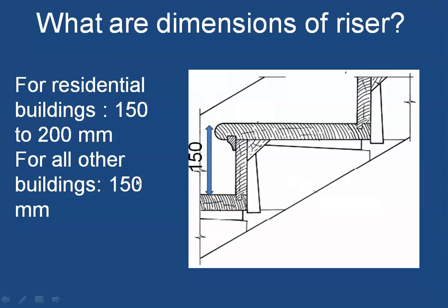But for all other buildings, like we saw, office buildings, public buildings, all types of educational buildings, the maximum height of the riser is 150. So remember this, the maximum height in that case is 150. You cannot exceed 150 in case of public buildings.